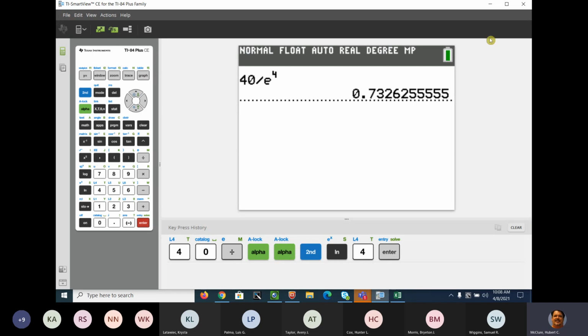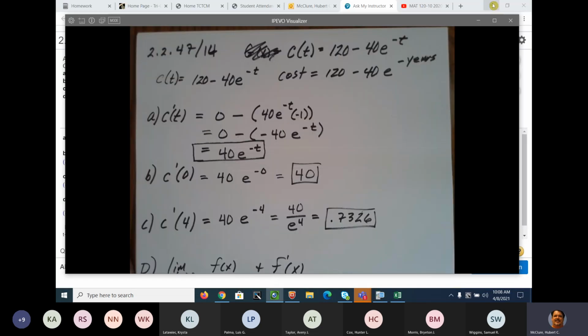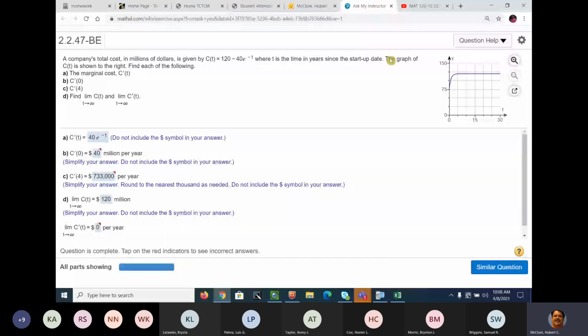So let's go back to our handy dandy question. You got to multiply it by 1,000. So 40 million, that's 40. So you type in 40 right there. And 733,000, because you got to move the decimal 3 places to the right because it's in thousands. Okay? So we got those 2 right.